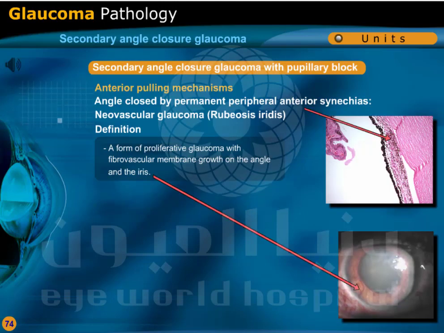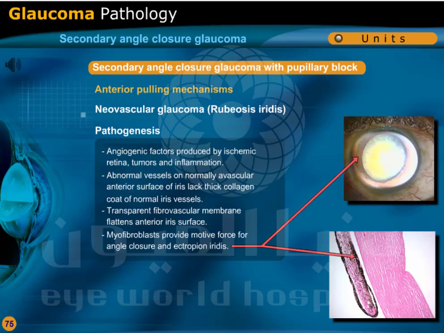Neovascular glaucoma, rubeosis iridis. This is a form of proliferative glaucoma with fibrovascular membrane growth on the angle and the iris. Pathogenesis: angiogenic factors produced by ischemic retina, tumors, and inflammation. Abnormal vessels on the normally avascular anterior surface of the iris lack the thick collagen coat of normal iris vessels. Transparent fibrovascular membrane flattens the anterior iris surface. Myofibroblasts provide the motive force for angle closure and ectropion iridis.